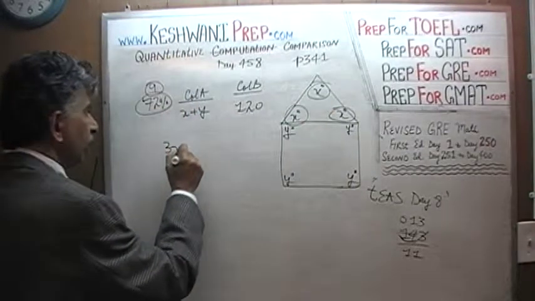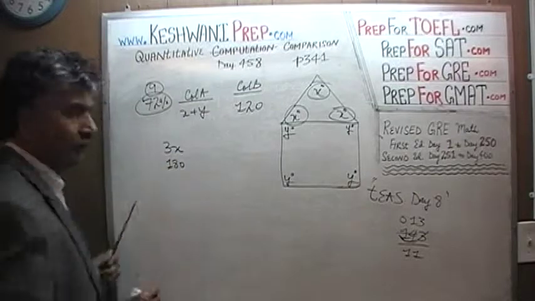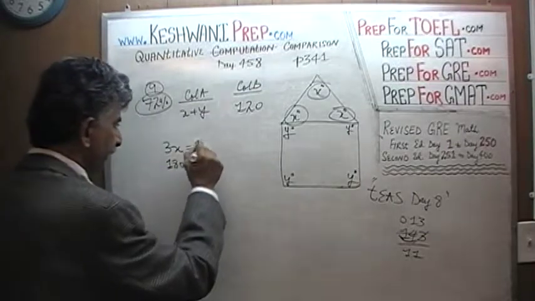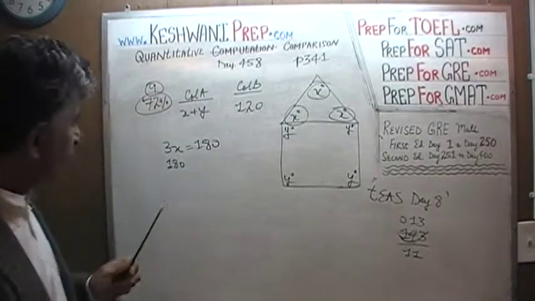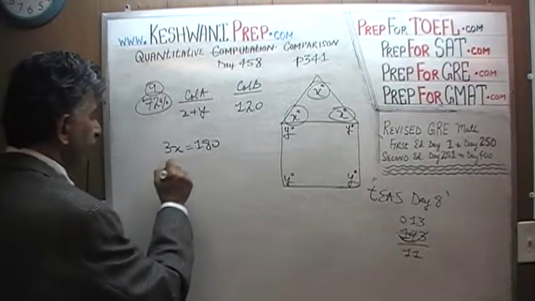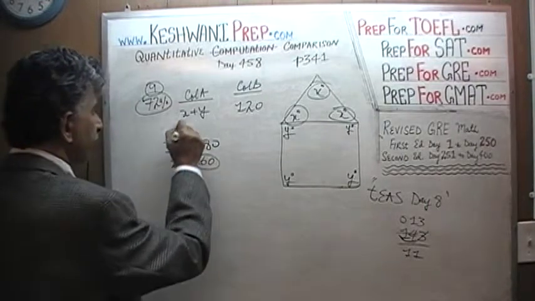So we know that x plus x plus x, 3x, is 180, which tells us 3x equals 180. That tells us that each of the x has to be 60. I don't know why I'm making so much fuss about it. Each of the x has to be 60. Right there, put it here.